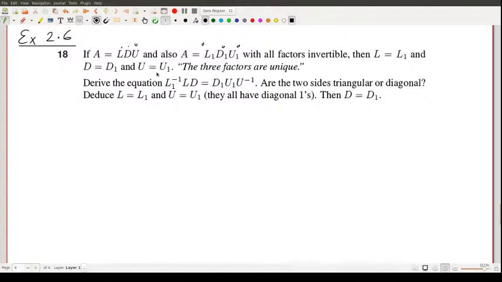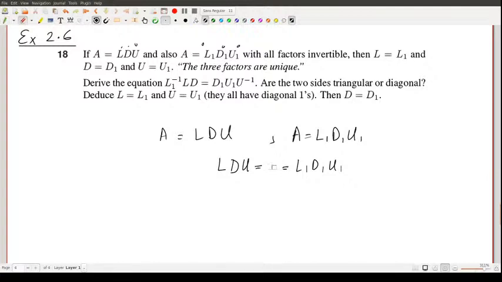First, we start off by finding this equation. So we derive this equation. So I have two different decompositions, LDU, and the other one, L1 D1 U1. And the claim is that if these are two different factorizations of the same matrix, then I can combine them together. I can say LDU equals A equals L1 D1 U1. So I don't need to write A. Let's just say this is the equation.